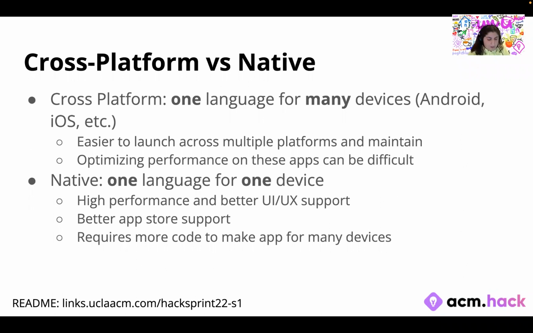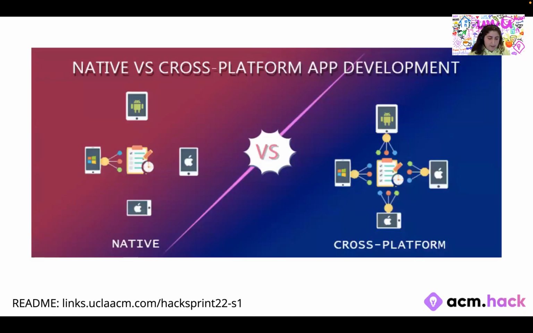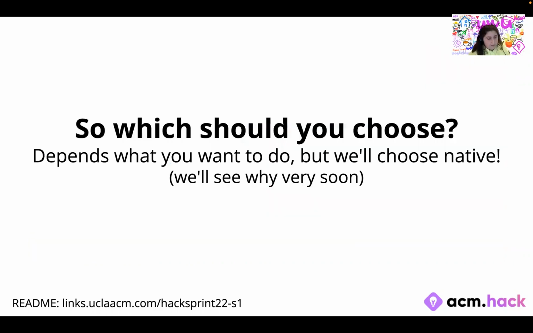And a really good graphic for this is this. If you treat the clipboard in the middle as the code that you write, we can see that on the left, the native code can only be read by that Windows phone, whereas on the right, all those phones can read it. Of course, they both have ups and downs. And the big question, of course, is which should you choose? There's not one be-all and end-all answer. It really just depends on what you want to do.